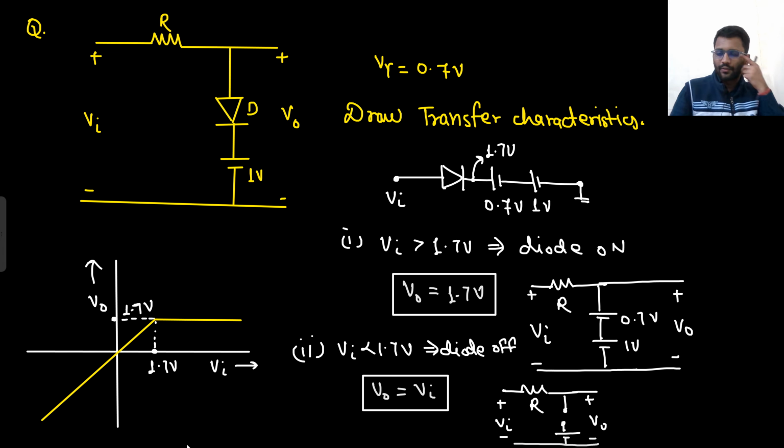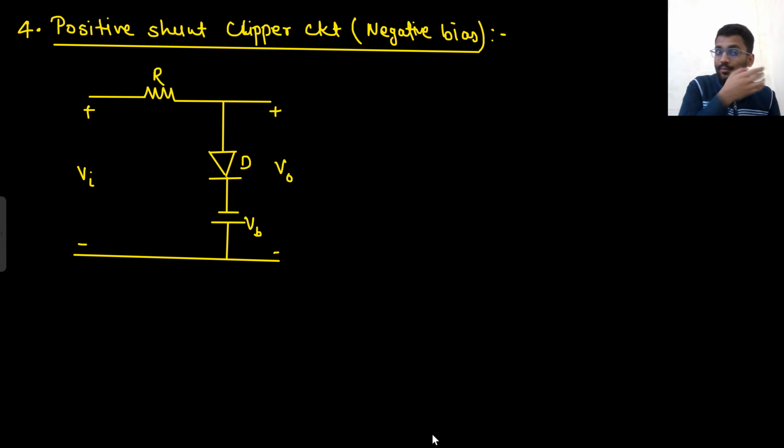For V in greater than 1.7 volt, V out is always equal to 1.7 volt, and for V in less than 1.7 volt, V out is equal to V in. That's it. Let's move on to the next: positive shunt clipper circuit with the negative bias.